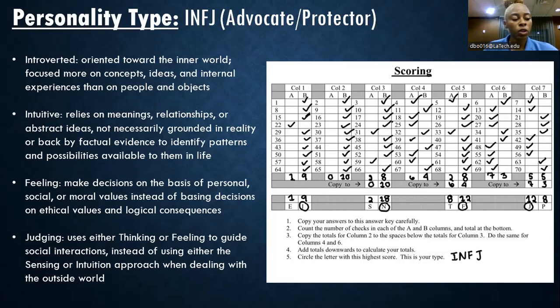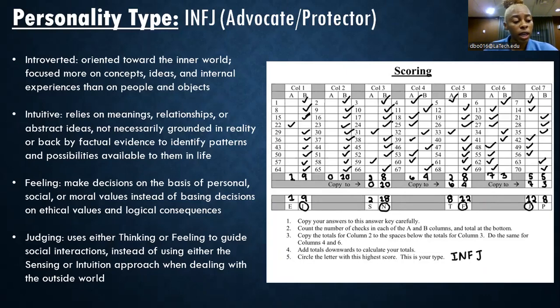And then if you look at the intuitive observance scale, it focuses on how individuals perceive the information they collect from the world around them. Intuitive individuals tend to rely on meanings and relationships and symbolic interactions and abstract ideas, and not necessarily are their conclusions grounded in reality or backed by factual evidence. They identify patterns and possibilities available to them in life. And they are the people that are more like, I go with my gut feeling.